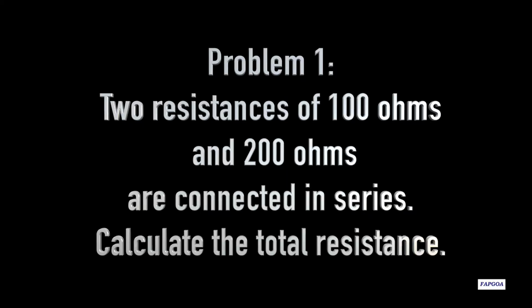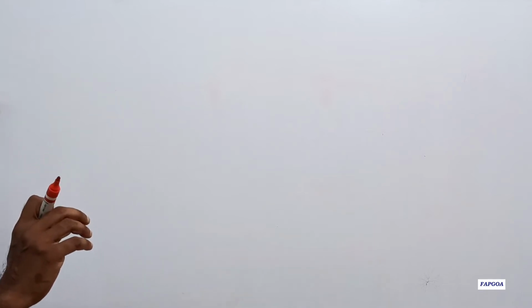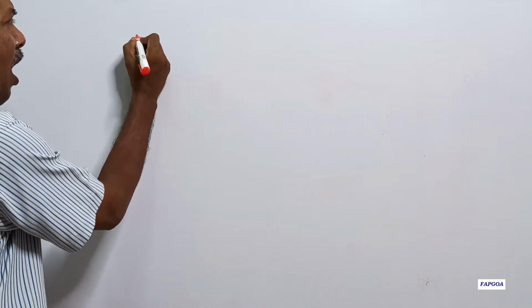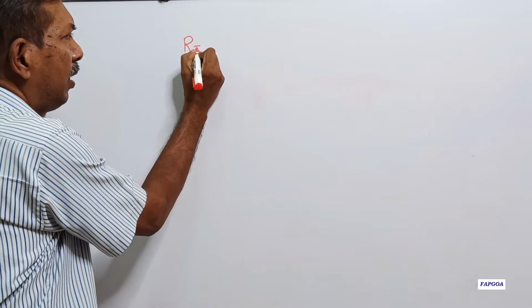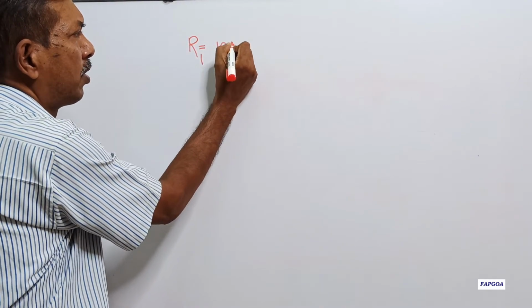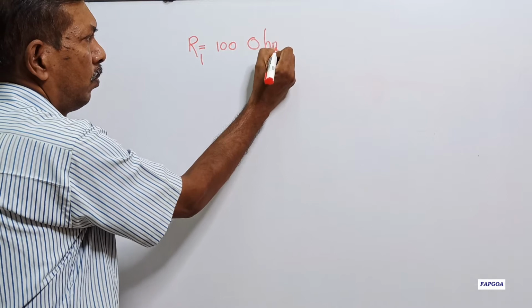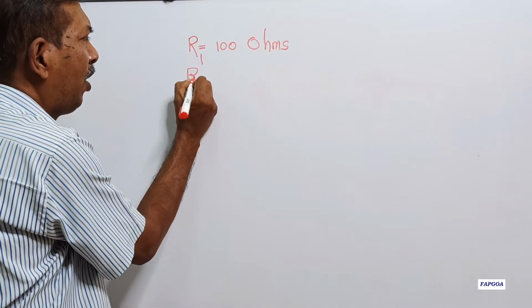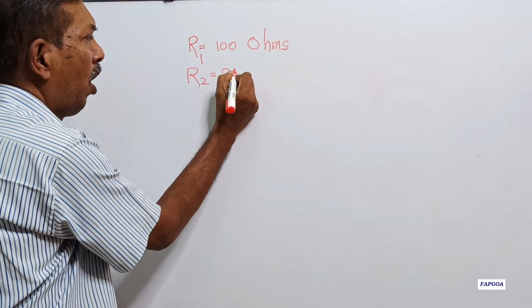Two resistances of 100 ohms and 200 ohms are connected in series. Calculate the total resistance. Now first you have to identify in which connection they are connected. So they are connected in series. So R1 is equal to 100 ohms and R2 is equal to 200 ohms.